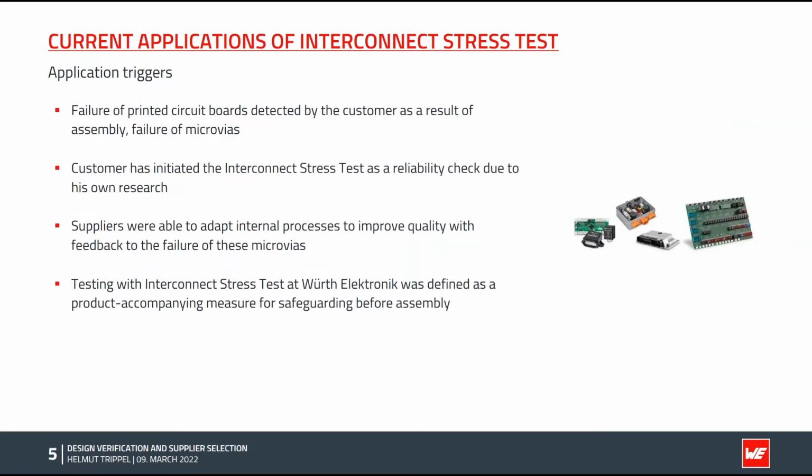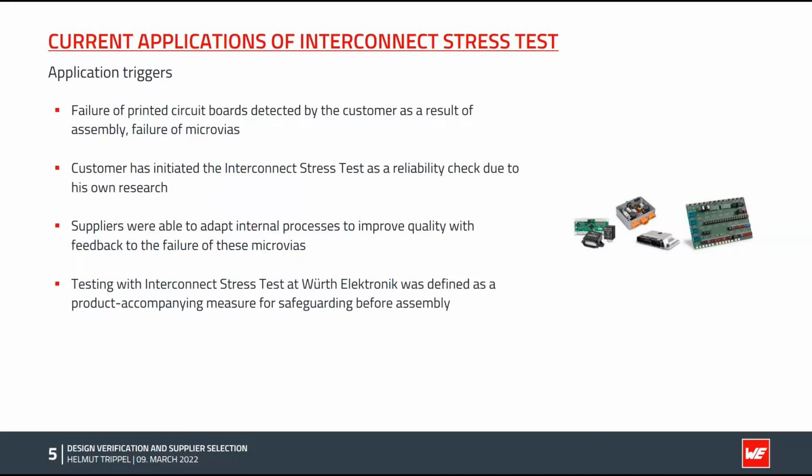Now let's look at a real-life scenario that we also experienced. We had a customer that had detected a failure of the printed circuit board in the assembly process, and this was a failure of the microvias in his product. This product was provided by a third party, and in this case, we were just the service provider for the Interconnect Stress Test, and the customer did his own research and determined that the IST is the best way for him to go forward as a check for reliability.